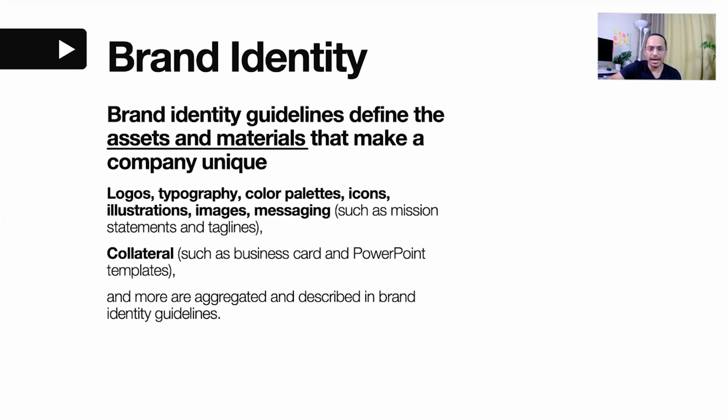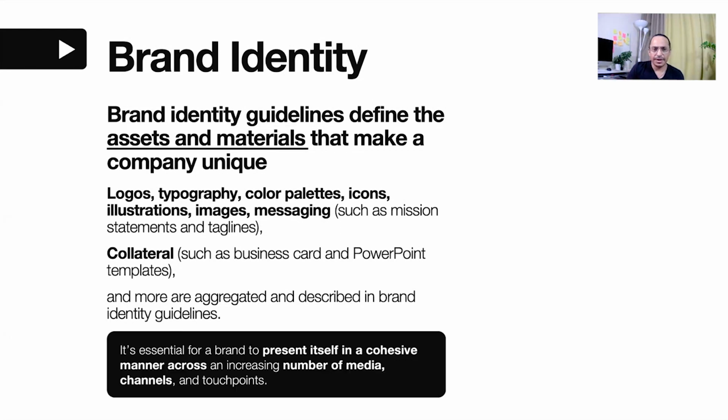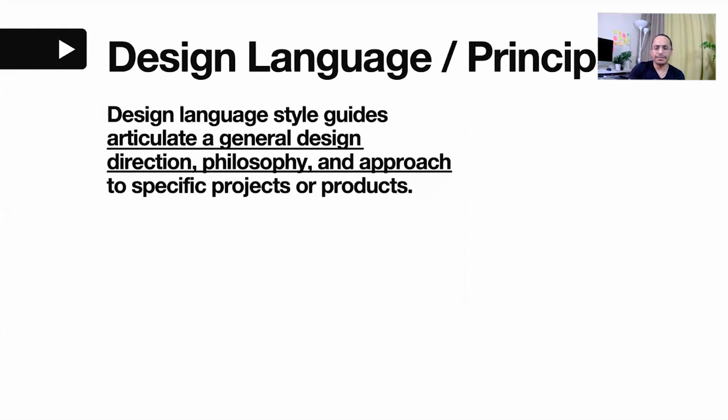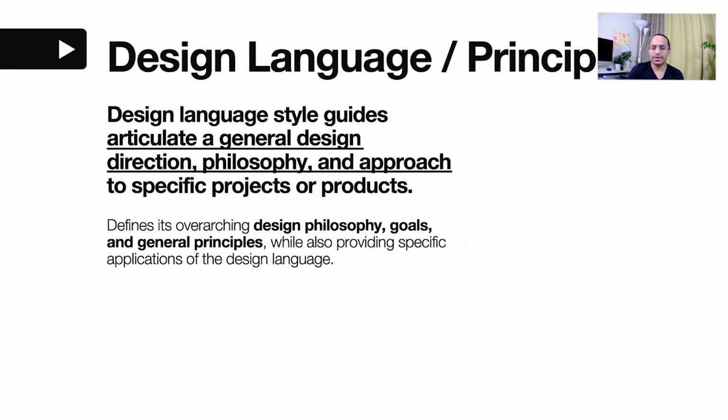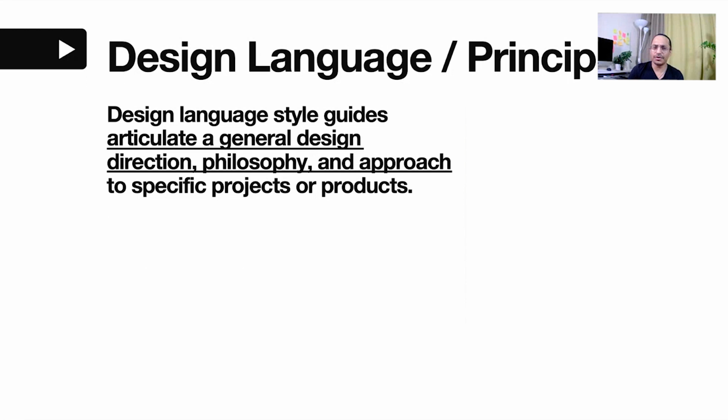Logos, typography, color palettes, icons, illustrations, images, messaging such as mission statements and taglines, right? So everything is designed. The brand identity is also included. Similarly, the principles are included. So design language style guides articulate a general design direction, principle, and approach to specific projects or products, defines its overall overarching design philosophy, goals, and general principles, while also providing specific applications of the design language. So it basically includes what we talked about.